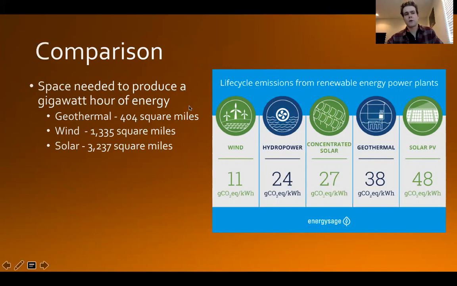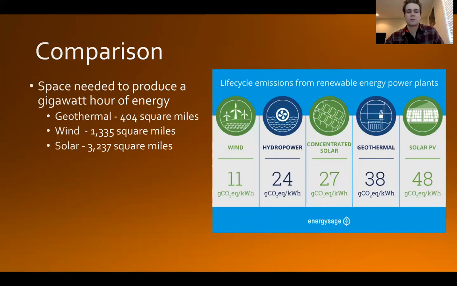But something to note is the space required to build a geothermal plant is much smaller than wind or solar. So the space needed to produce a gigawatt hour of energy. For geothermal, it's 404 square miles, wind about 1,300, and solar about 3,200. So not only is it substantially less space needed to build the plant, but also wind and solar are seasonal types of energy sources.